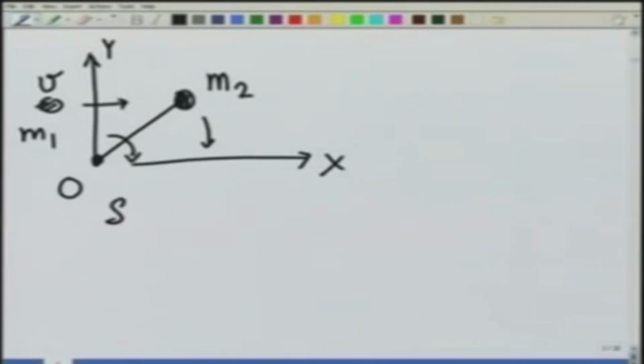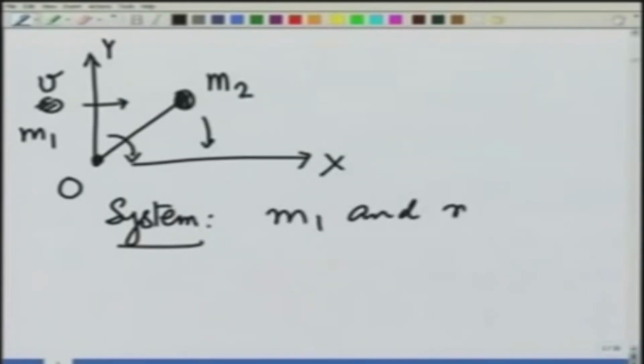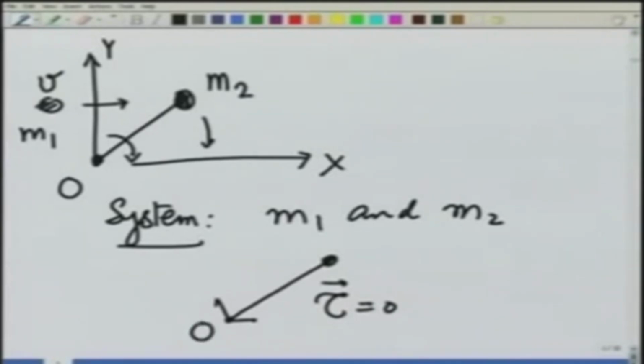Let me consider the system to be consisting of masses m1 and m2. Then if I look at the rod, the only force that is applied externally on the rod is at this point O, and this gives no torque because the force is not away from the origin. So, about this point O, there is no torque applied, and therefore, if I take angular momentum about point O, it is going to be conserved, and that I can use to calculate the final omega.